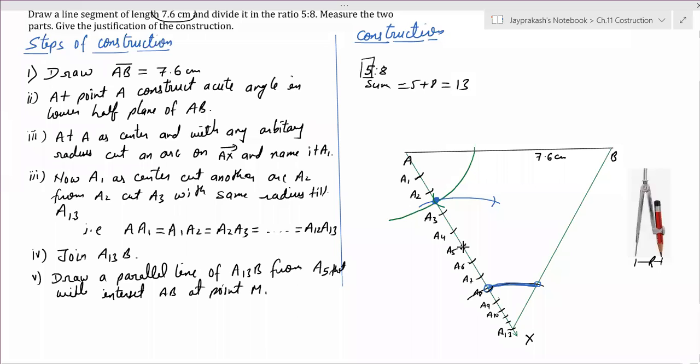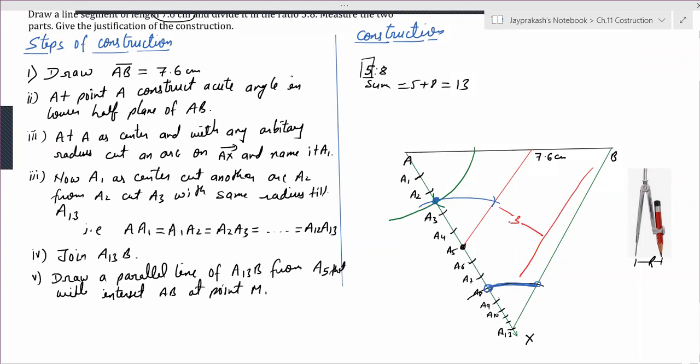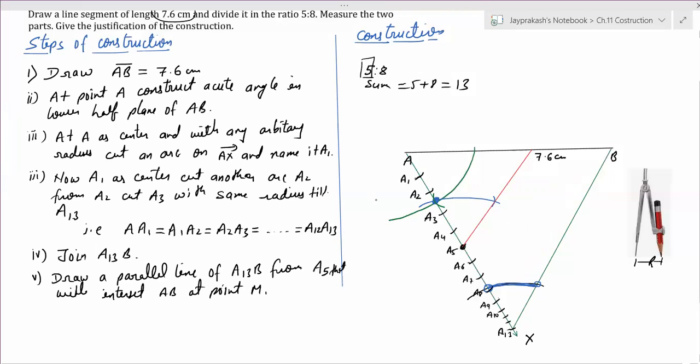So you have to join A5 with this. अपने A5 और इसको ड्रॉ करते हुए सीधी लाइन जाने दो। That line should be parallel to A13B. इस लाइन के पैरेलल लाइन होगी। That means distance will be equal. Suppose it is 3 centimeters, so each point distance will be 3 centimeter. And we have written that when we draw the parallel line of A13B from A5, it will intersect AB at point M.